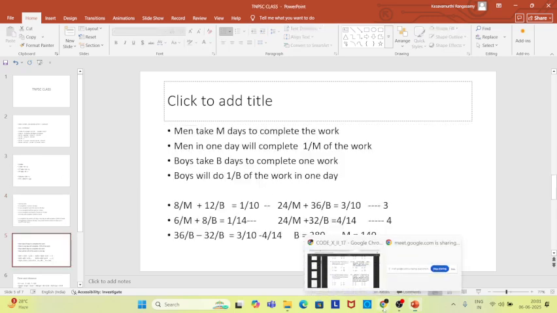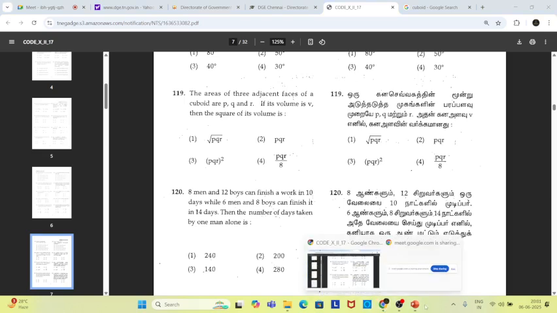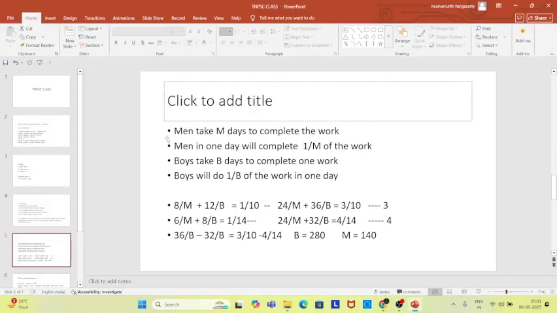So here, what is the question? 8 men and 12 boys can finish a work in 10 days, while 6 men and 8 boys can finish the work in 14 days. Then the number of days taken by one man alone. So I am assuming here, men take m days to complete the work, because men starts with m. I have just taken m days.